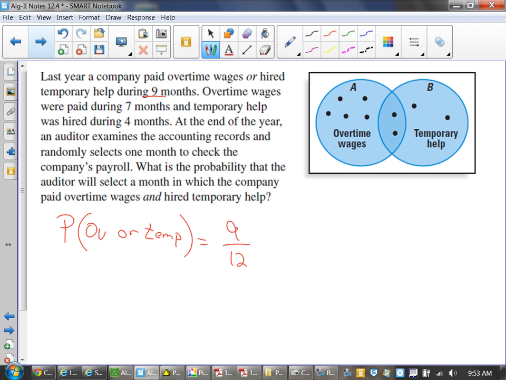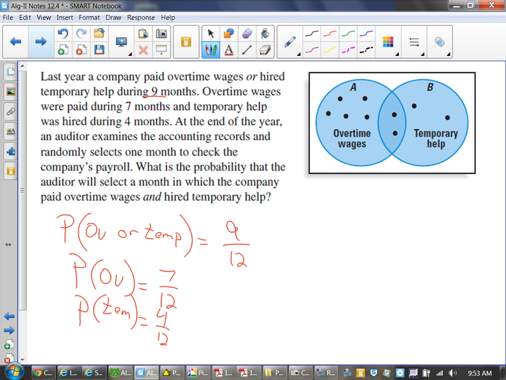How many months are in a year? I told you. It tells you that the probability of overtime was paid 7 out of 12 months, and the temp help was 4 out of 12. So you make 7 over 12 plus 4 over 12 equal 9 over 12. And then you need to minus 1/6.